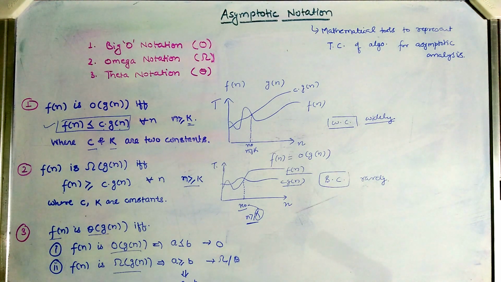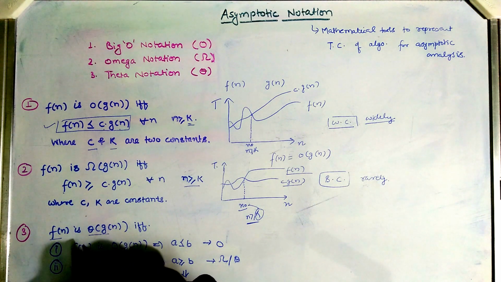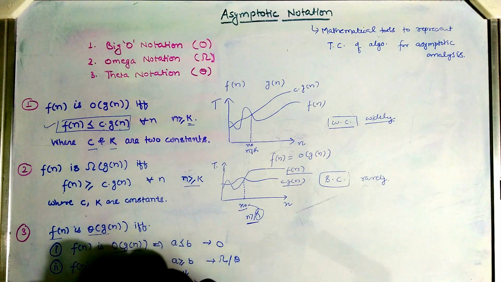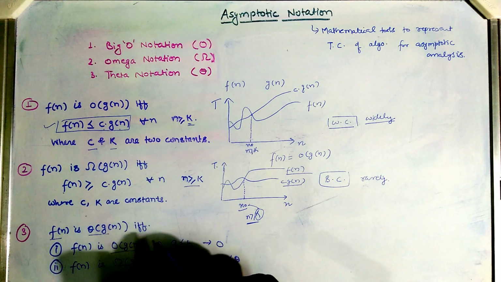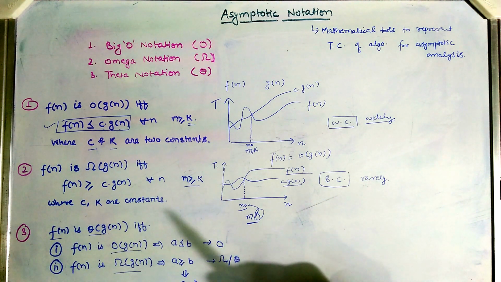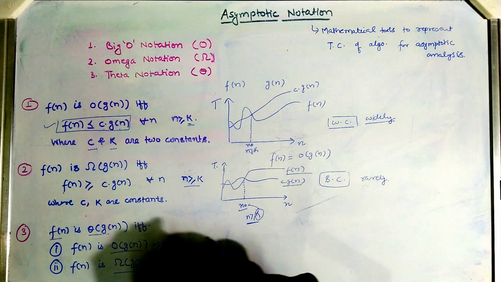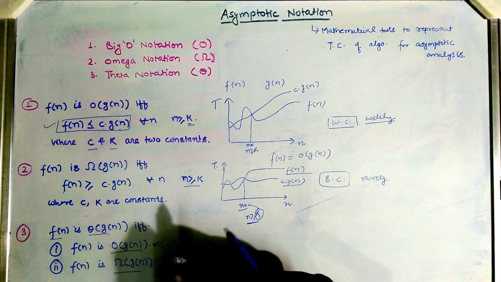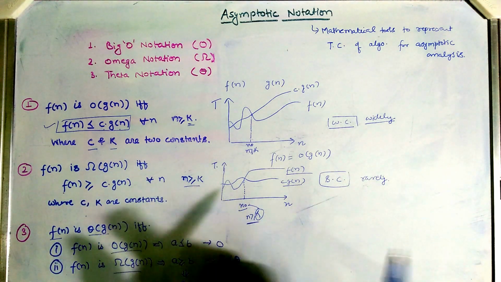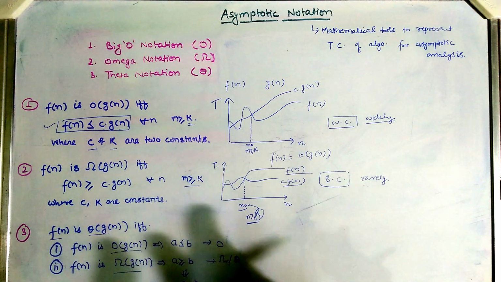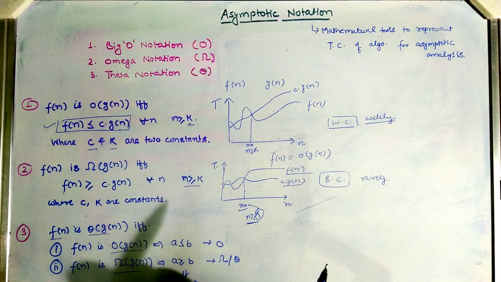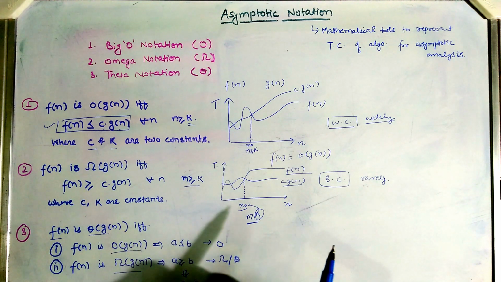Now the third and the most important one is the theta notation. Theta notation is the notation where the function is bound between another function. A function f(n) is said to be theta of g(n) if and only if f(n) has the upper bound as well as the lower bound on the function g(n). If that is true, then only can I say that f(n) is theta of g(n). So if a function has lower as well as upper bounds on some other function, then only can I say that f(n) is theta of g(n).